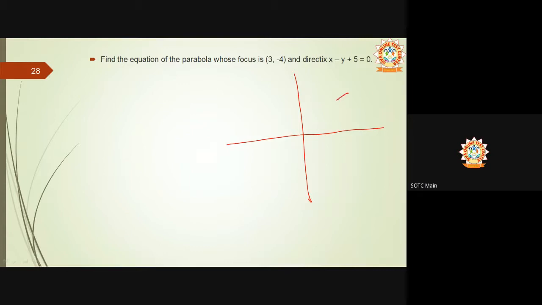Let us suppose your case is what we can consider, the center is 0 comma 0.